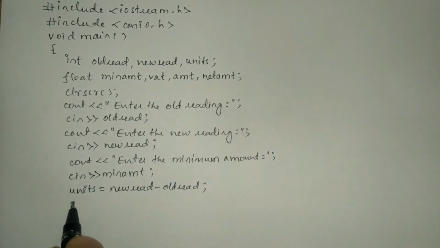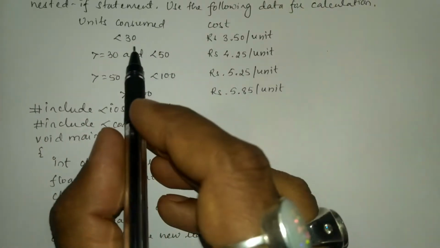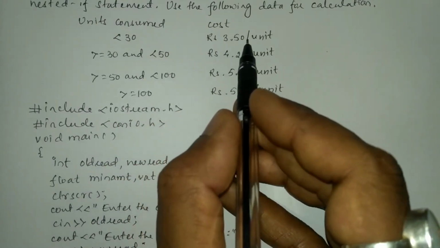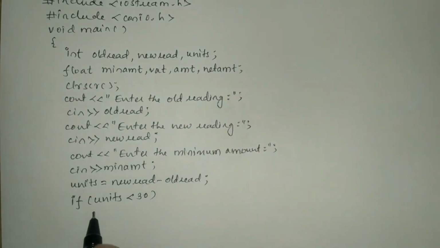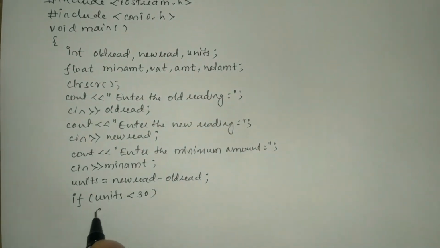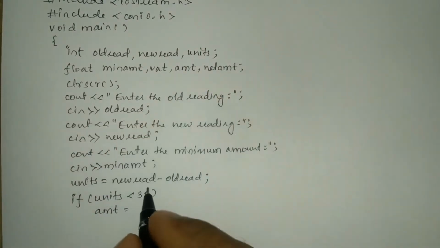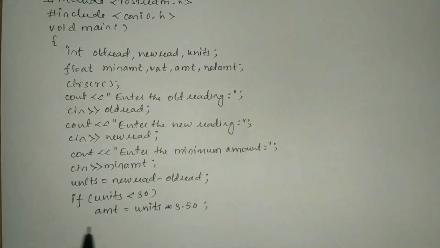And after that we are going to check the condition if the number of units are less than 30. Okay, because here in the question they have given if the number of units consumed is less than 30, then 3.5 rupees per unit has to be charged, right? So next we will calculate the amount. I'll write amt, amount. This variable we are going to use. Amount is equal to units into 3.50 and put semicolon.